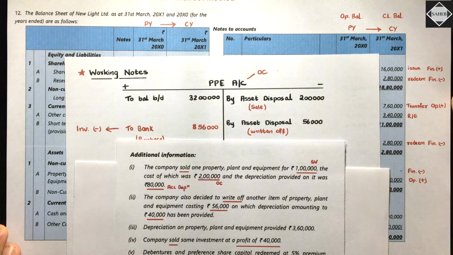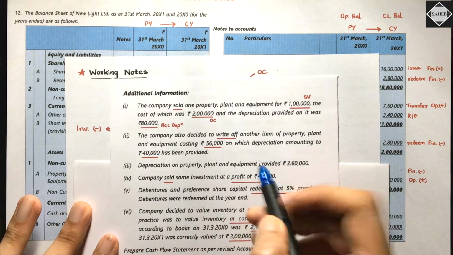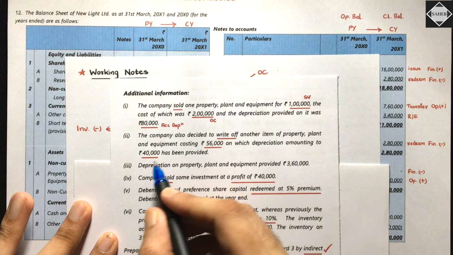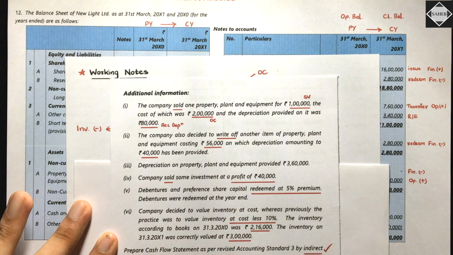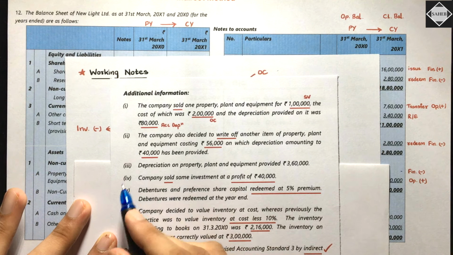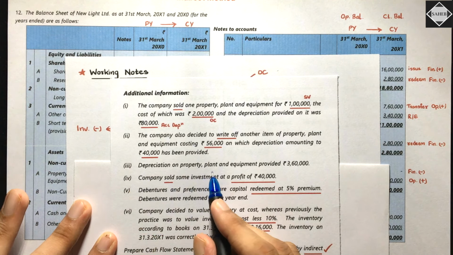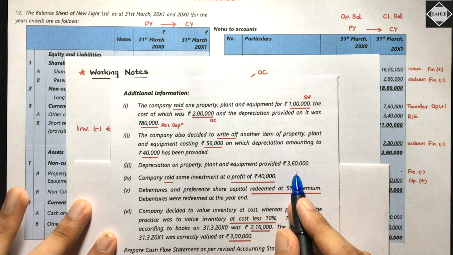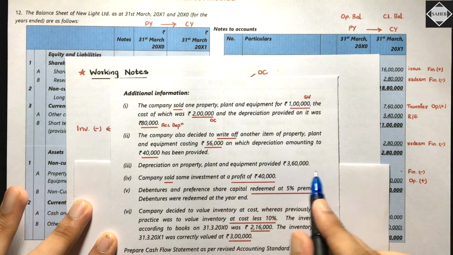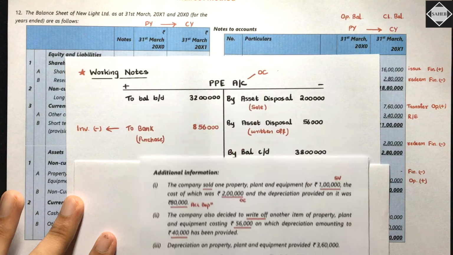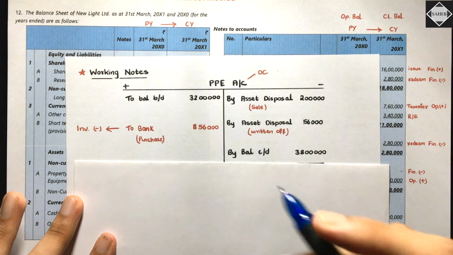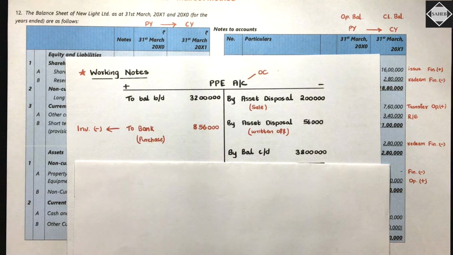Is it clear? Simple. Then see, they are saying that depreciation amounting to 40,000 has been provided on it. Now this depreciation will come in accumulated depreciation. There we will delete that. Don't worry, we'll see that. Then they are saying depreciation on property, plant and equipment provided 3,60,000. This is the current year depreciation they have given over there. All right, so that's it. Now let's balance the PPE account. Everything about PPE is done.